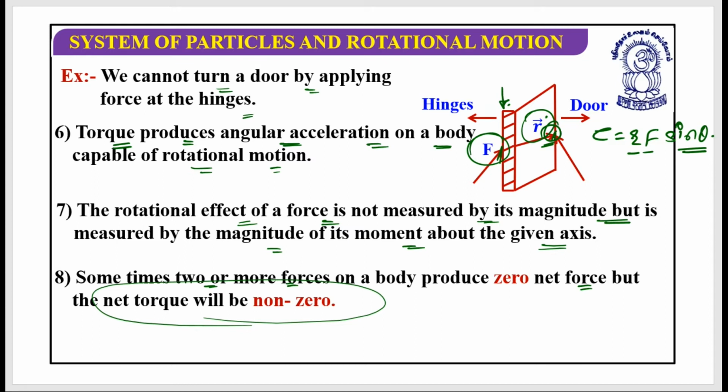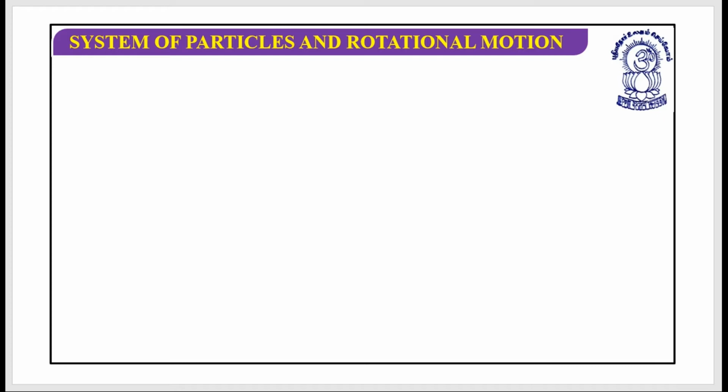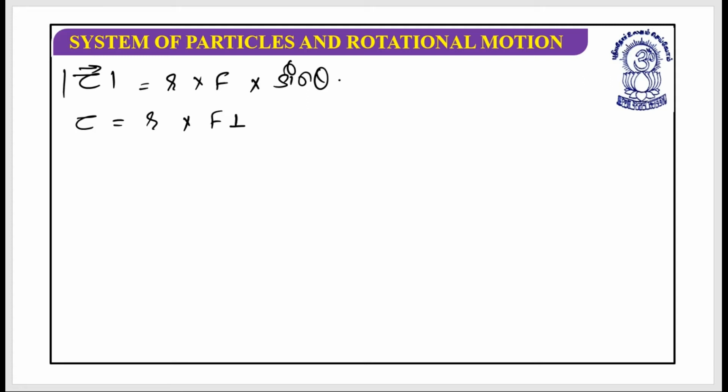So let's summarize the thing and focus on the practical applications of torque. We say that torque equals r into F into sine theta. While saying this, we are focusing that torque is equal to r multiplied by the perpendicular component of force, or I should say torque is equal to force multiplied by the perpendicular distance. Any one of them should be at 90 degrees to the other. I hope this is clear. Great.